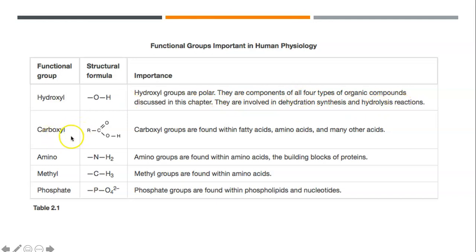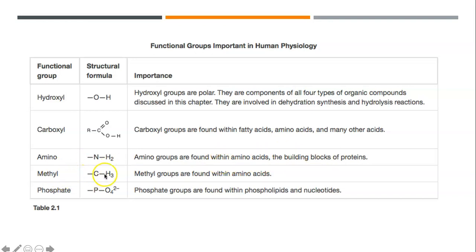Then we've got a carboxyl group. We'll see carboxyl groups when we talk about amino acids. They're found within fatty acids as well. And one of the names of it is carboxylic acid, so it wouldn't surprise you to find them in many other acids. Then we have the amino group. The amino group means that it contains nitrogen. We'll unsurprisingly find them in amino acids, and those are the building blocks of proteins.